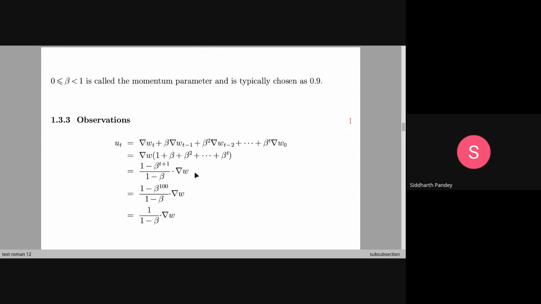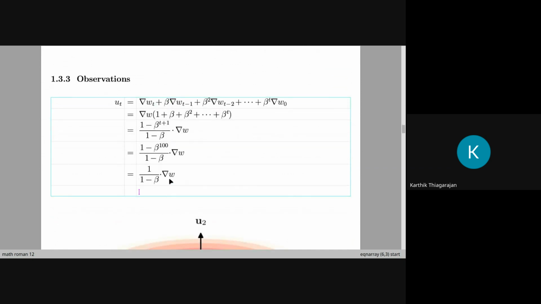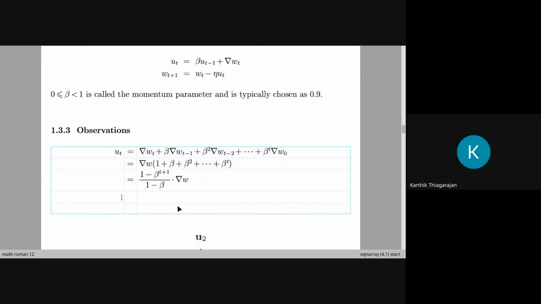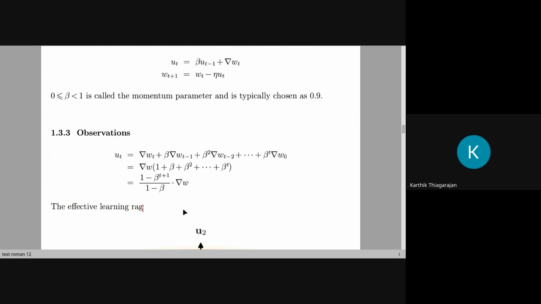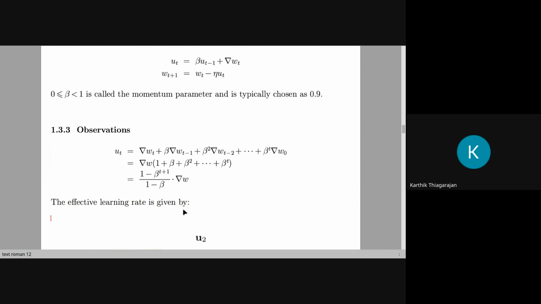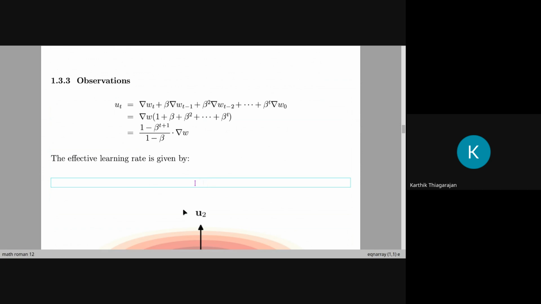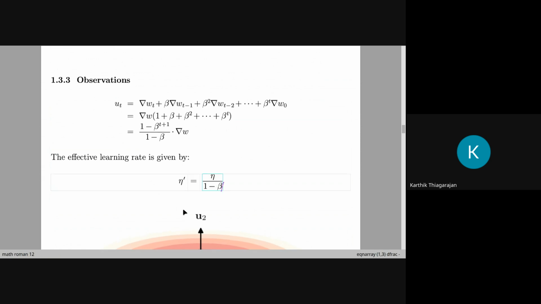The quantity will be greater than 1, so eta prime will be greater than eta. Correct, right? So the effective learning rate is greater than eta. So I'll delete these steps. What I'm trying to convey is that the effective learning rate is given by this quantity, eta prime equal to eta by 1 minus beta. And since beta is a fractional quantity, for instance, this is 0.9.